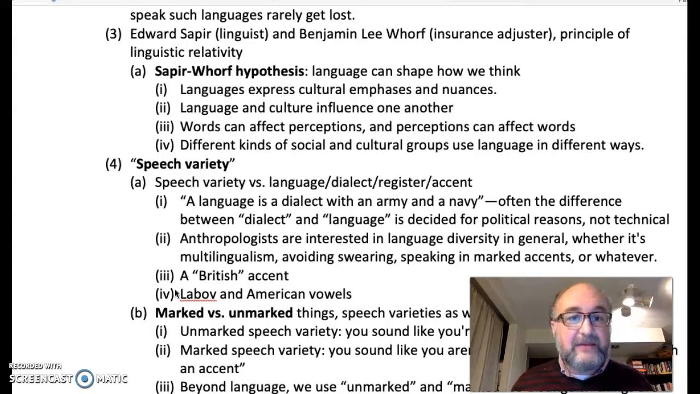And its limitations. So the Sapir-Whorf hypothesis in conclusion says that language can shape how we think. Languages express cultural emphases and nuances. Language and culture can influence one another. Language can affect perceptions, and perceptions can affect words. Different kinds of social and cultural groups use language in different ways. As I said, I've had students who spoke Spanish, and they said, in Spanish, flammable means inflammable. They don't have that. Inflammable means not flammable. The in in inflammable means it's not dangerous. So we have to remember that.